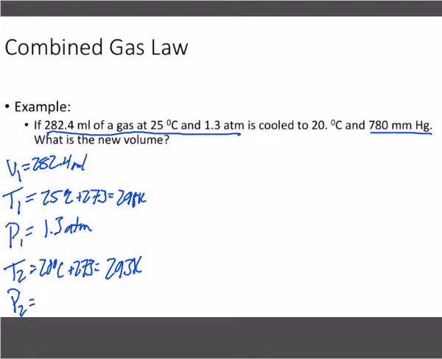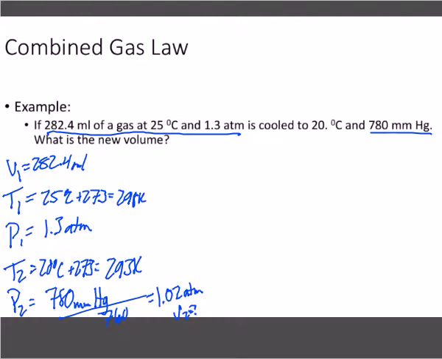What do we have to do with that pressure? Divide by 760. Or what else could we do? 1.3. Right. Either way, me personally, I like to get to atmospheres just because it's smaller. All right, smaller numbers to deal with. So divide that by 760. What do we get? 1.02 atmospheres. And then we're looking for V2.